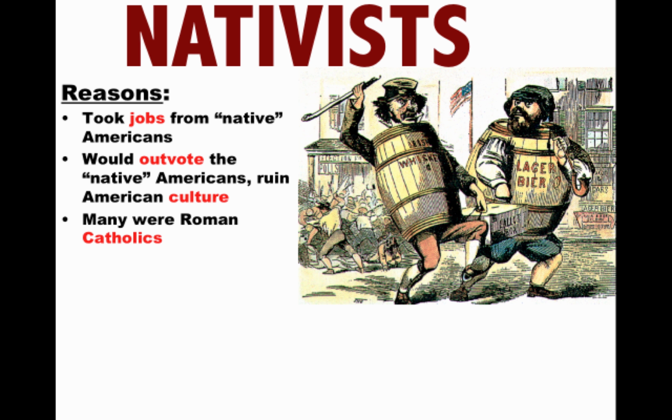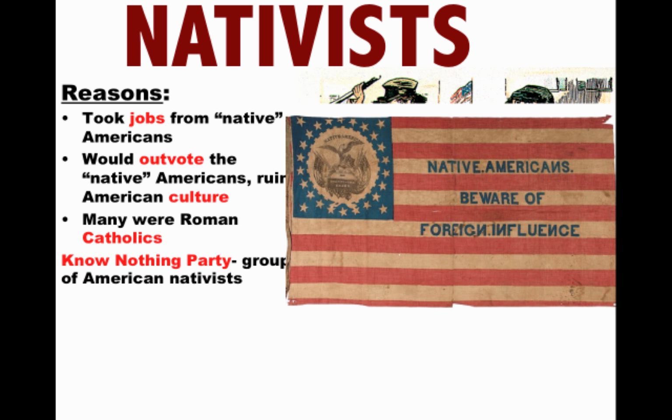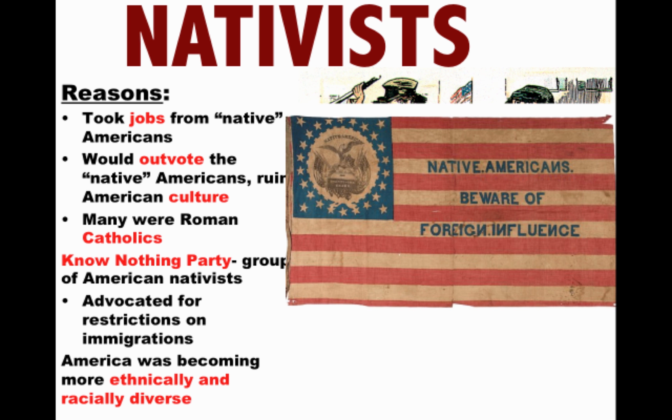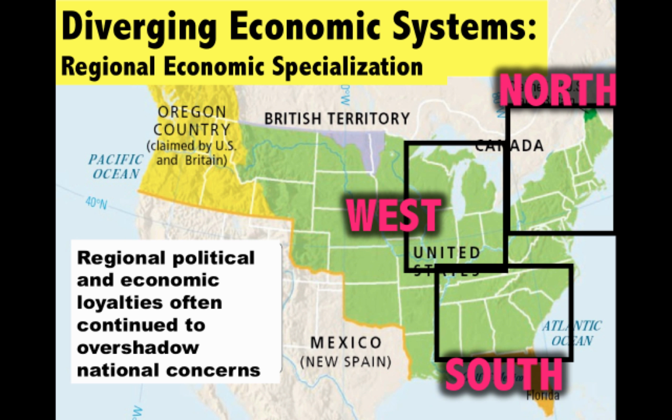The Catholic thing, especially for the Irish, plays a key role in this rise of nativist sentiment, and you get political parties forming, such as the Order of the Star-Spangled Banner, more commonly referred to as the Know Nothing Party. They basically advocated for restrictions on immigrants and immigration. But a key thing happening during this time is America is becoming more and more ethnically and racially diverse. It's always been a nation of a lot of different people. In this period, you see that furthering development.